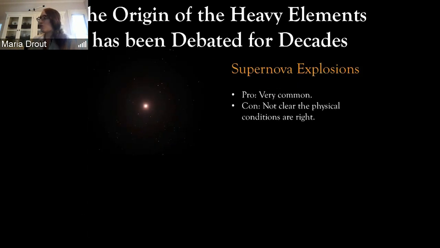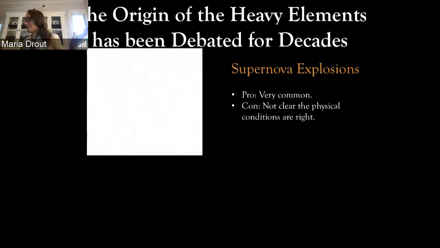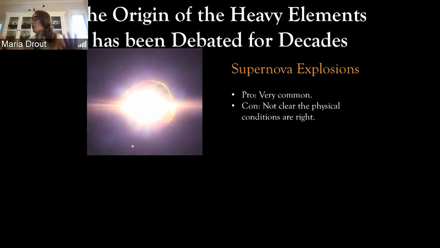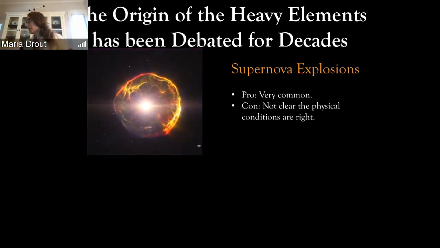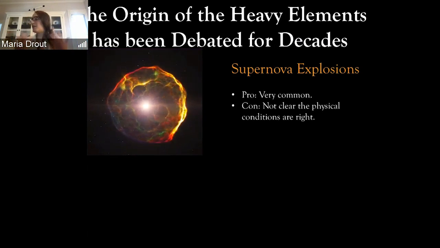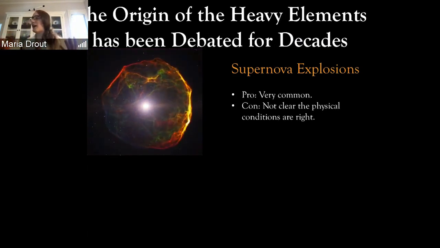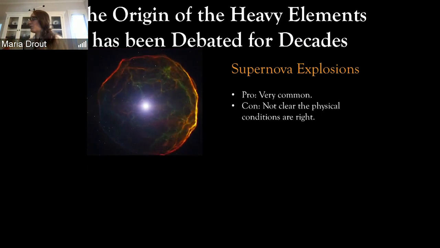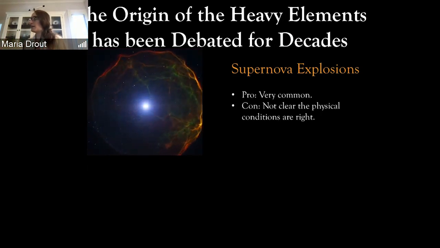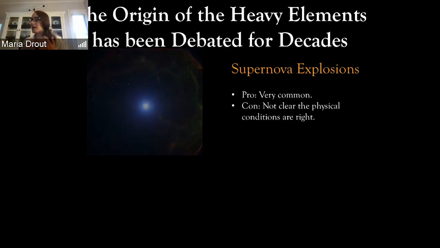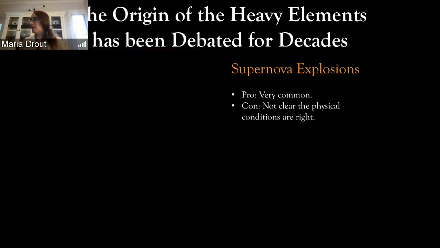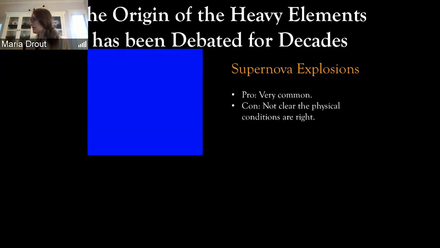The first is just your run-of-the-mill supernova explosion. These are very energetic. Pros of this is that they are actually very common. Stars that are 10 times more massive than our sun explode all the time in the universe. So you would not actually need an individual supernova to produce very many heavy elements to make this the dominant source of those elements in the periodic table. However, a con is that theoretically it's not actually clear that the right physical conditions exist in supernovae, that you actually get this soup of bombarding hundreds of neutrons per second on your nuclei. So it's not clear it can actually do it.